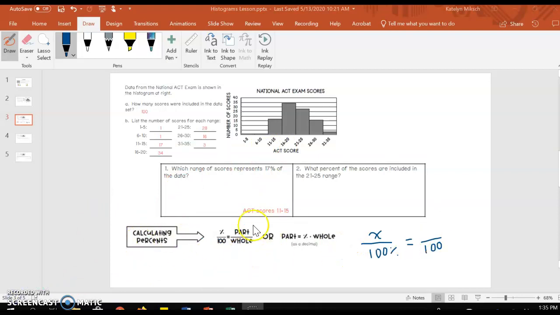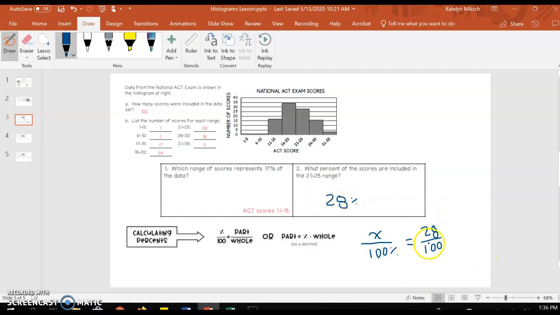Okay, so I just added in this picture of the percent proportion just in case you forgot from last week. This time we're looking for the percent, and it's asking for the percent that were in the 21 to 25 range. So we already looked at the histogram and figured out that that was 28 scores. So if we're filling in our percent proportion, it's 28 out of 100, which makes it really easy. This is nice data. 28 out of 100 would be 28%. If we were to cross multiply, we would get the same answer.